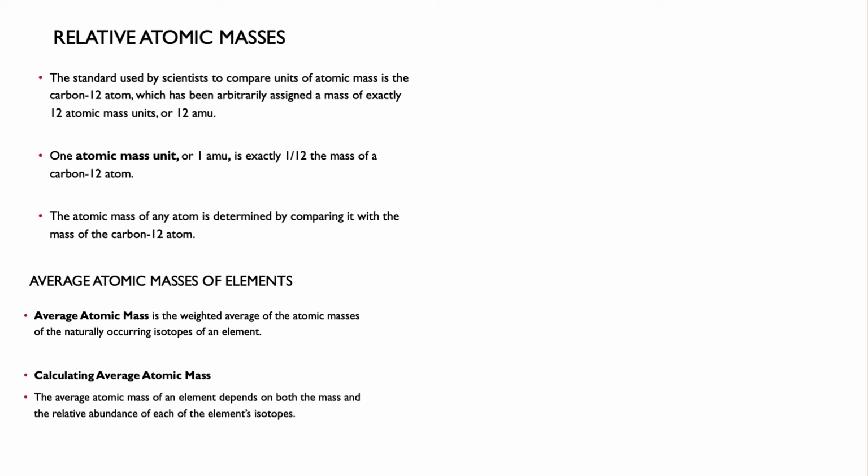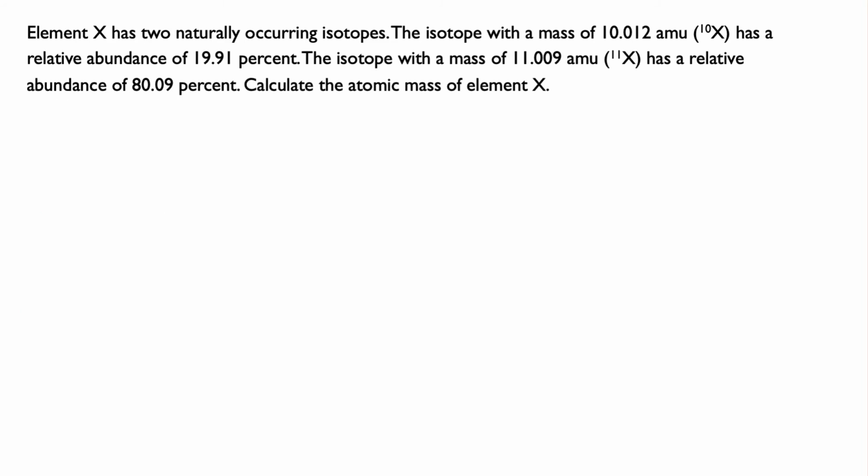The average atomic mass is the weighted average of the atomic masses of the naturally occurring isotopes of an element. Now, calculating average atomic mass. The average atomic mass of an element depends on both the mass and the relative abundance of each of the element's isotopes. The best way to understand this is to do an example problem.